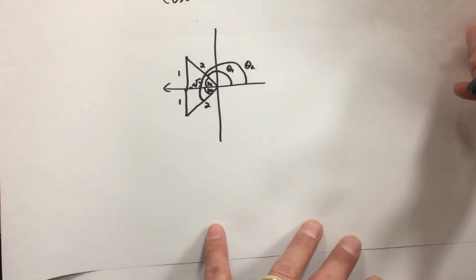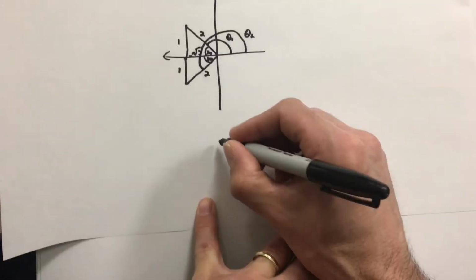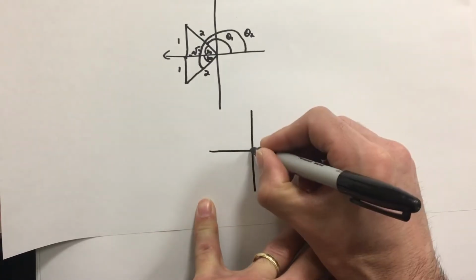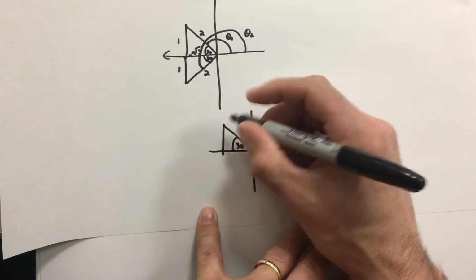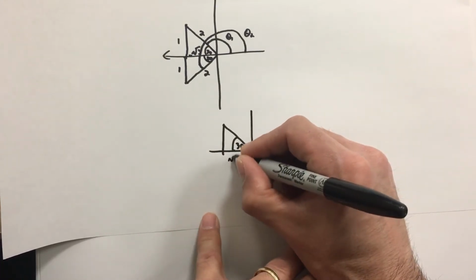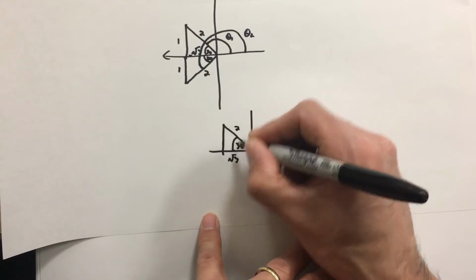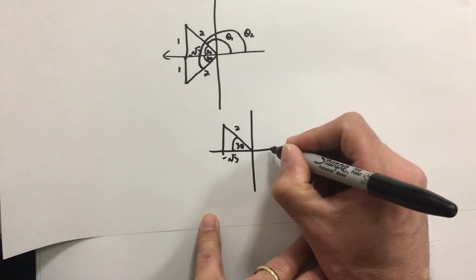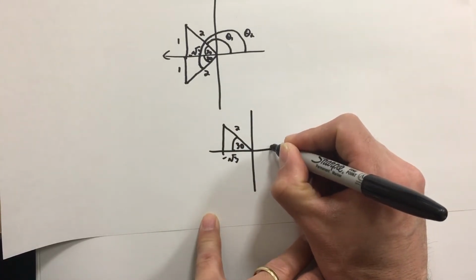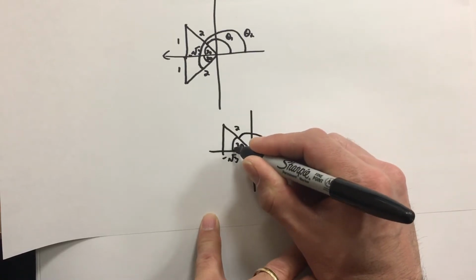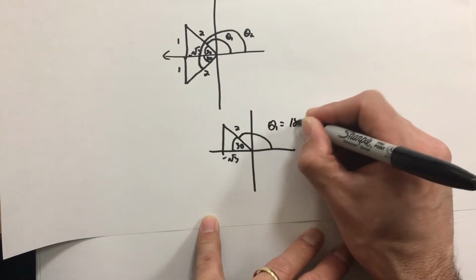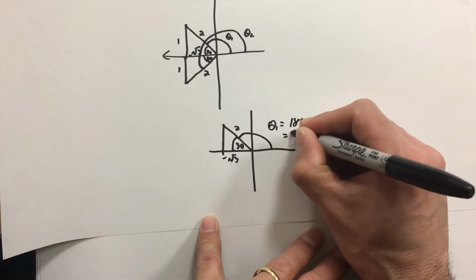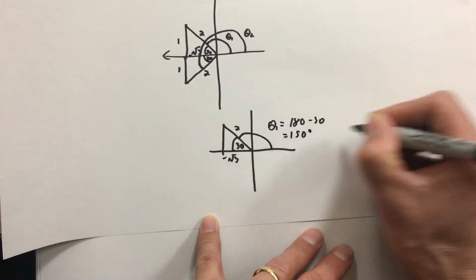So what are these values? For theta 1, let me just redraw that. We have an angle of 30 degrees here, which allows our special triangle to be root 3 over 2, negative root 3 over 2. And a rotation from here all the way down to here would be 180 degrees. And we're stopping 30 degrees short of that. So theta 1 is 180 minus 30, making it 150 degrees.